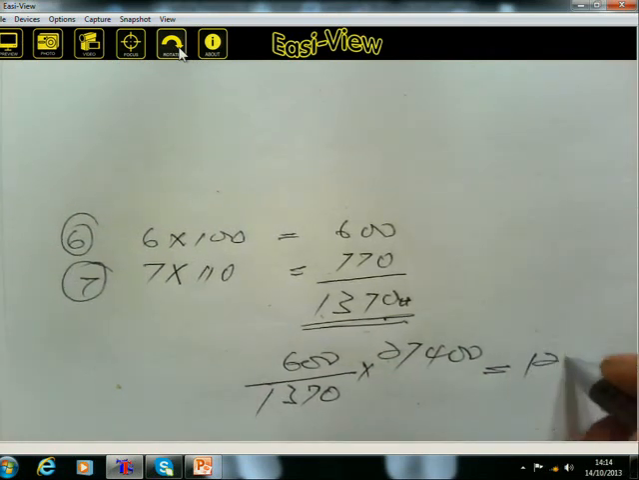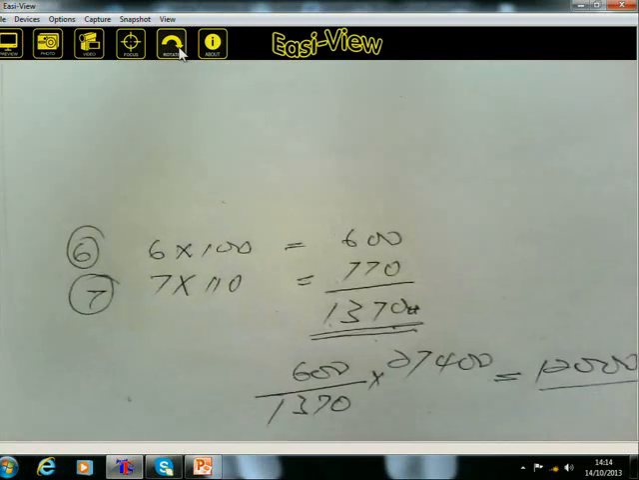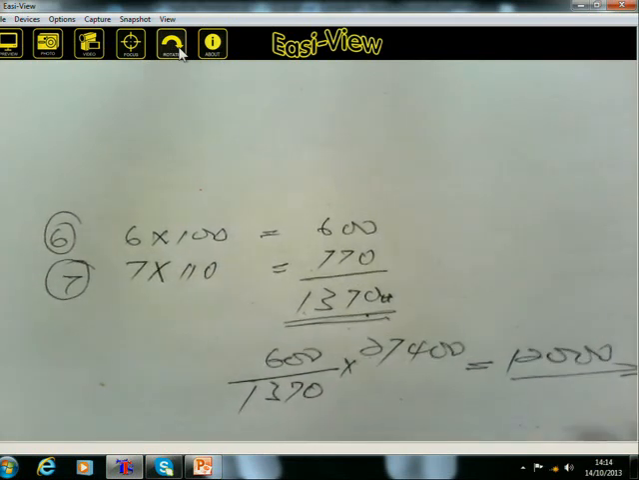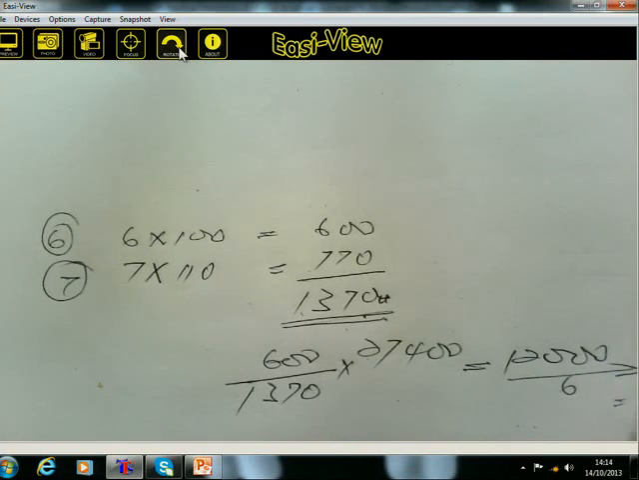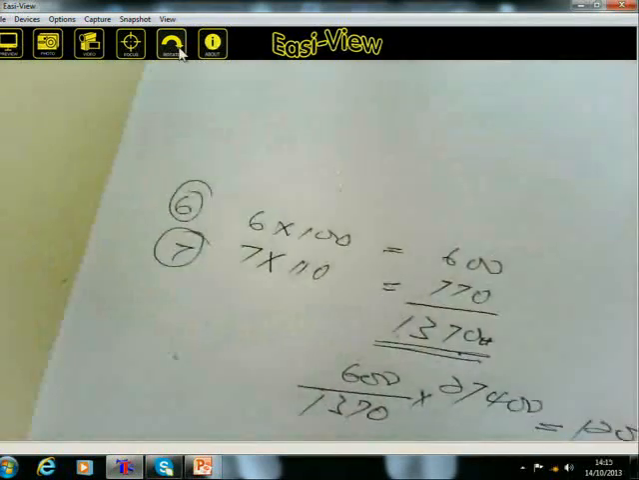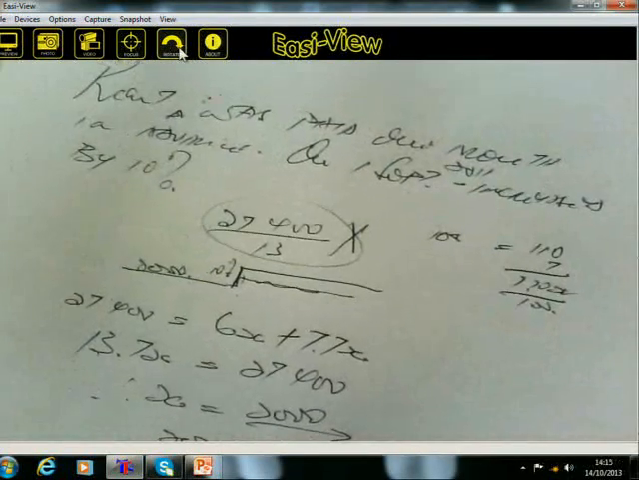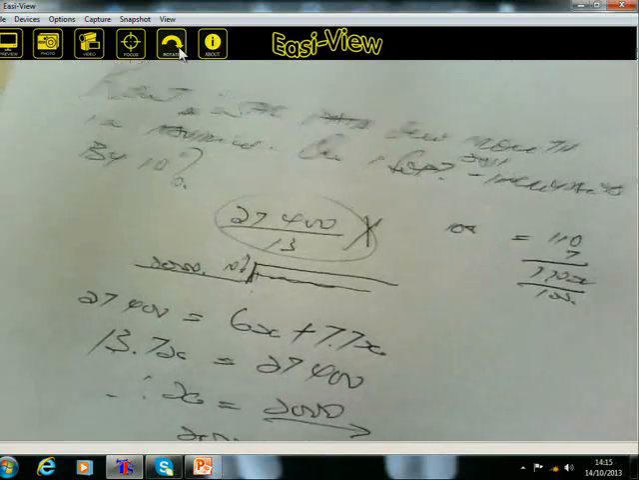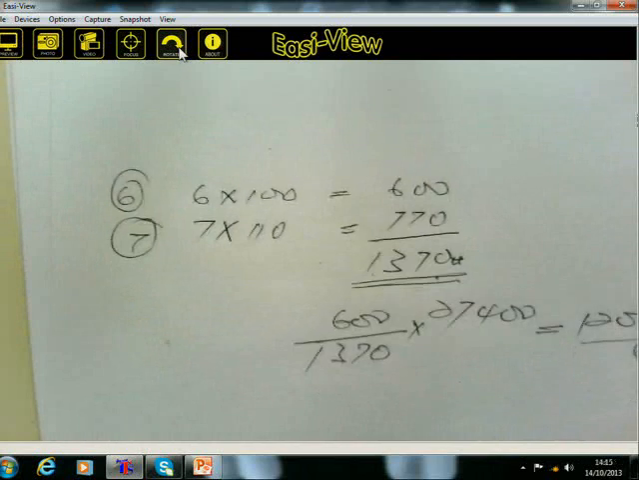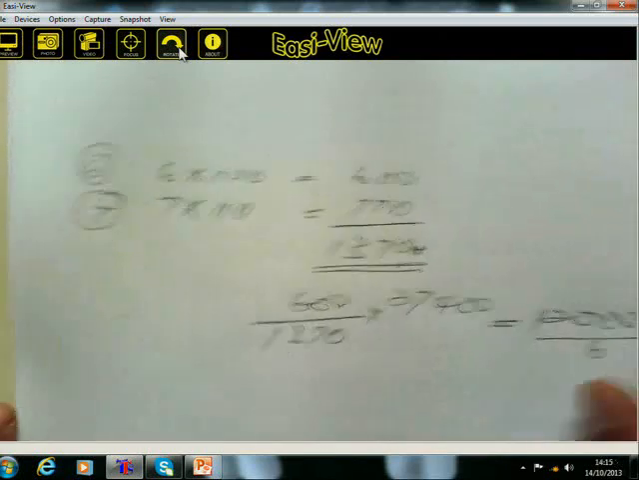That will give you that the rent that we paid for the first 6 months amounts to 12,000, which is correct. If you divide this by 6 months, it will give you that per month we're paying 2,000, as we earlier on determined. X is equal to 2,000.